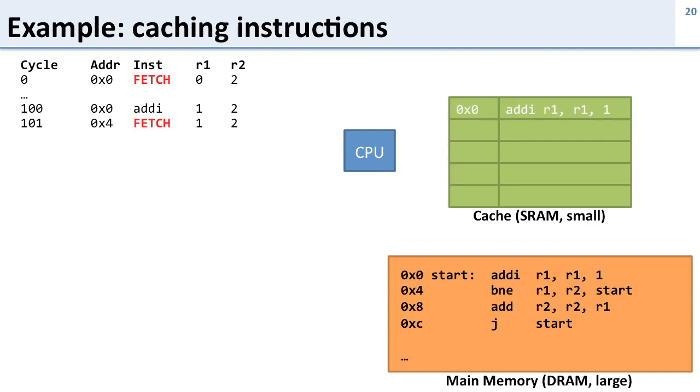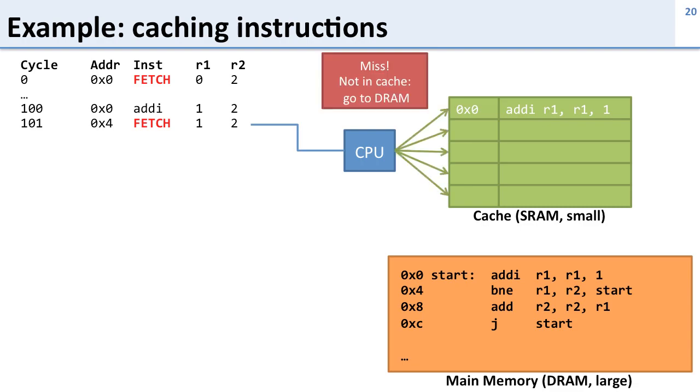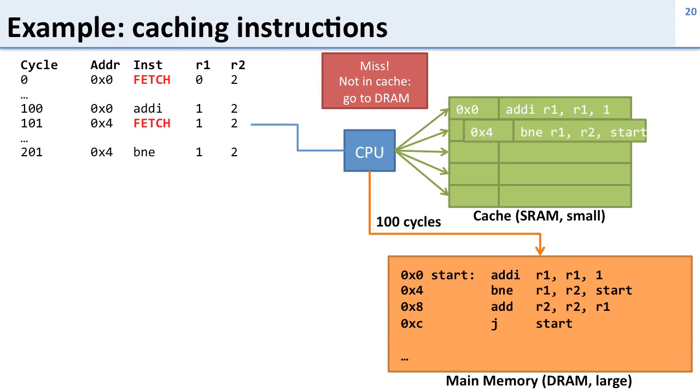So after we've executed our add I instruction, we need to go on to the next instruction, which is at address 4. So we're going to fetch address 4. The CPU looks in the cache, doesn't find address 4 in the cache, so it needs to go to DRAM. So it's going to go to DRAM, find address 4, load that into the cache, and remember the DRAM is slow, so this is going to take 100 cycles. So on cycle 201, we'll finally be ready to execute the BNE instruction.